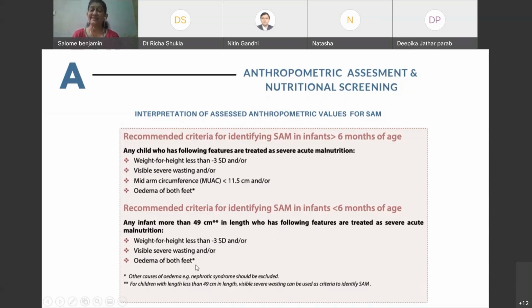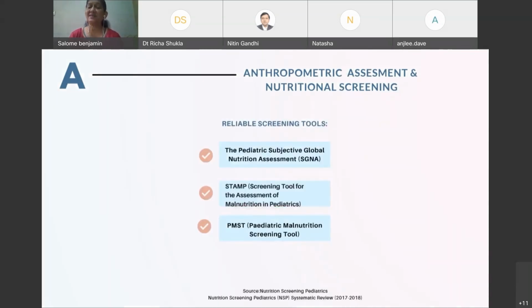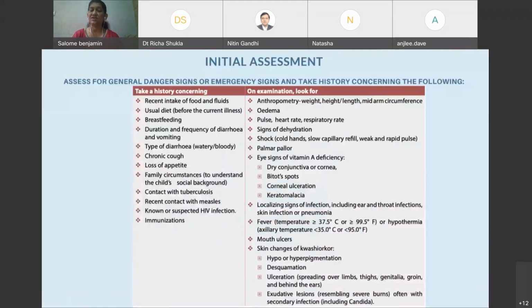It's easier said than done. So we really need to develop expertise by doing these measurements in many children. So there are reliable screening tools which can also be used in the field and in the hospital: the Pediatric Subjective Global Nutrition Assessment, the STAMP, that is the Screening Tool for the Assessment of Malnutrition in Pediatrics, and PMST, that is the Pediatric Malnutrition Screening Tool. You can download these tools from the website and see whichever is suitable and appropriate for the age and for the condition. You can go ahead.